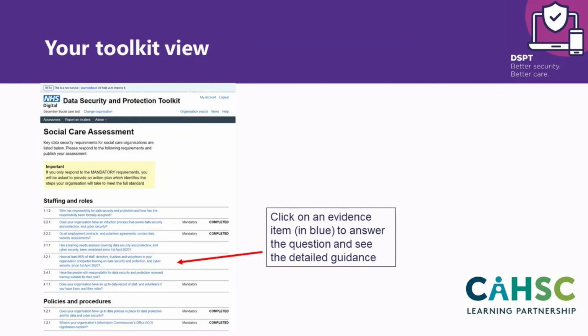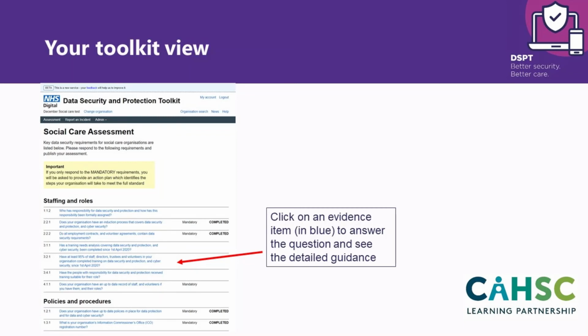So your toolkit view. Once you've logged in and you've registered and you've completed your profile, which should all be very straightforward and simple, you'll see this toolkit view. That's the social care assessment, and it will show you all the different questions that you have to answer, and which are mandatory and which questions you've completed. You don't have to complete the toolkit in any specific order, so it is split into 4 sections, which I'll talk about on the next slide. But you can really dip in and out any time, and you can go in, answer all the questions that seem easy to you that you might already have the answer to, and you can come back and look at others later.